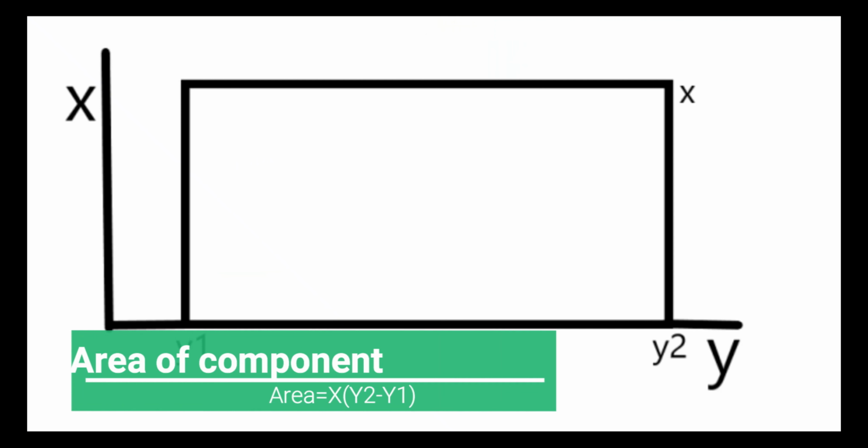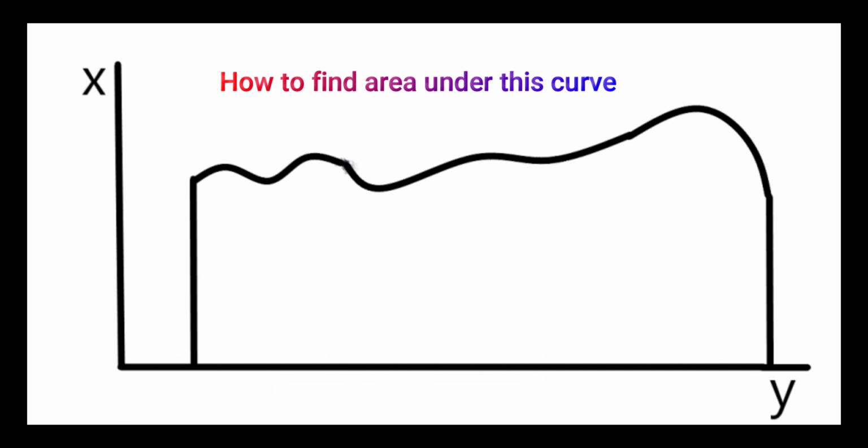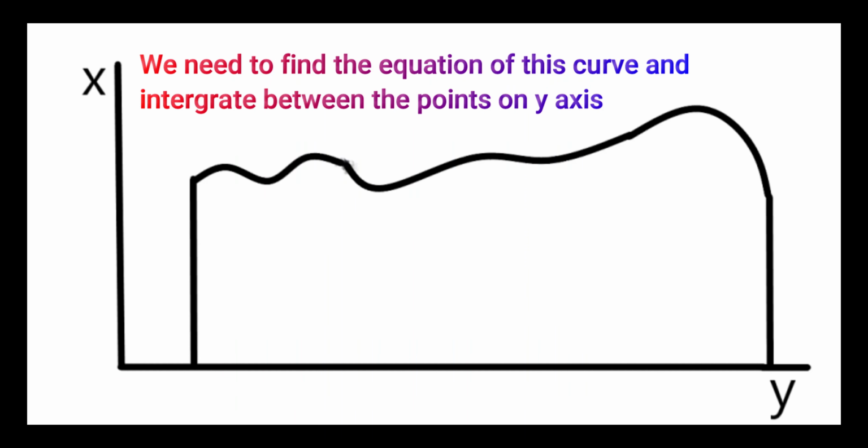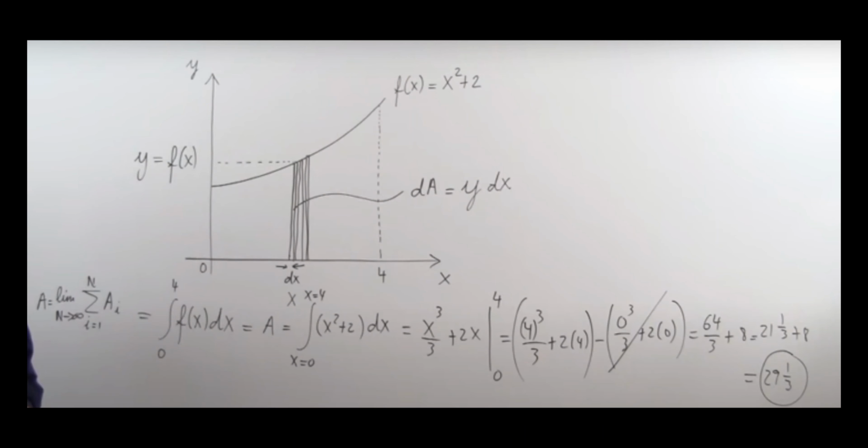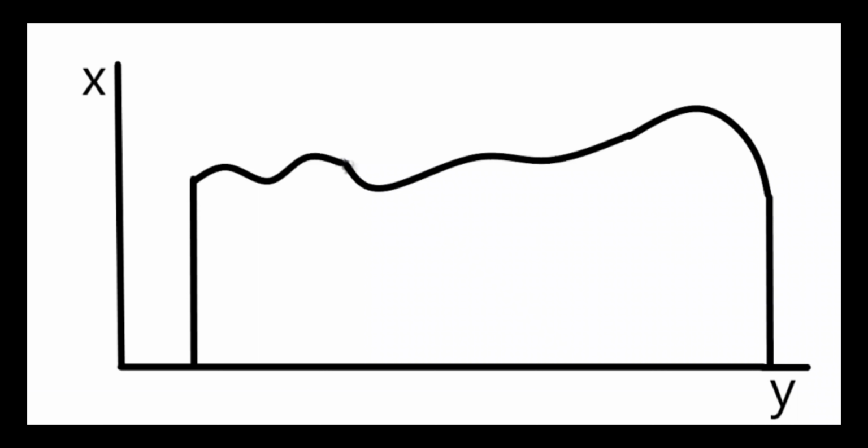To find the area of this rectangle box, we have a formula. But to find the area of this curve, we don't have any formula. To find the area of this curve, we need to find the equation of this curve and integrate between the points on the y-axis. In this example, the area under the curve is found by the integration technique. This technique can't be used for all types of curves because many curves don't have any equation. Like this curve in this example doesn't have any equation, so it has to be solved by an approximation technique.